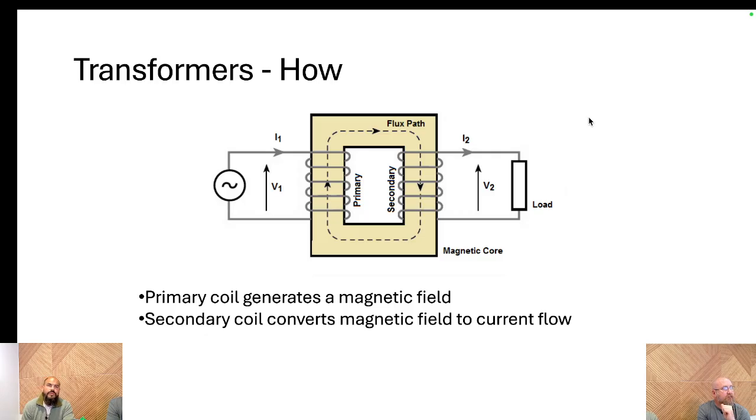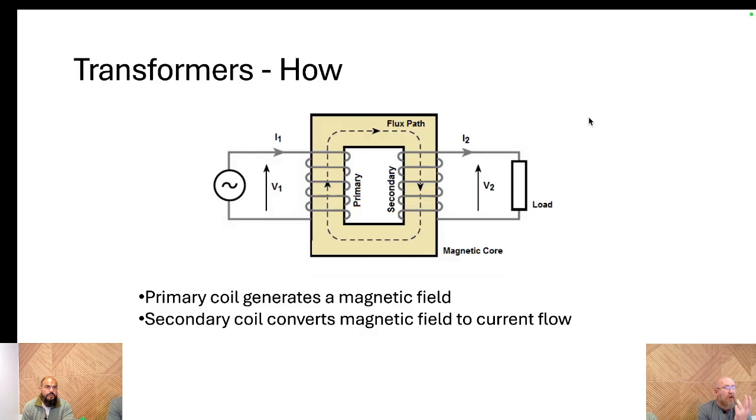In this case right here, the primary coil generates a magnetic field. Now notice we have AC on this. And what happens is the direction of that flux path changes: the current is flowing in one direction, and then it switches and goes in the other direction. So it's going back and forth, which has the effect of making that flux path move and change directions inside the secondary coil.